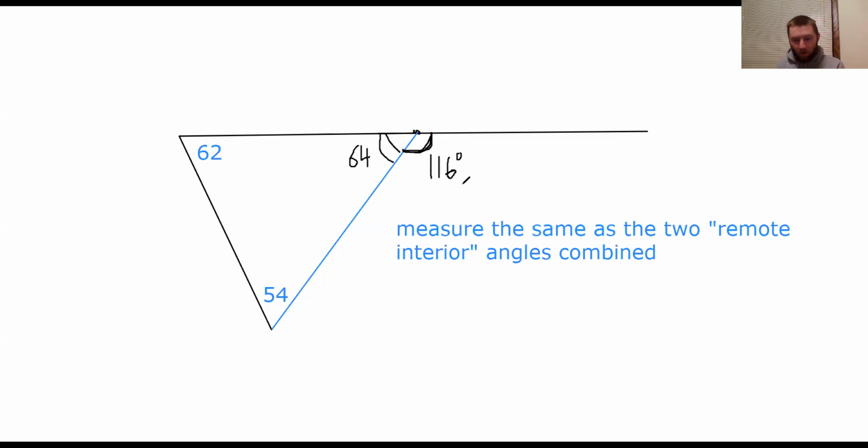That's going to be the second part of your homework, numbers 10, 11, 12, 13, 14, 15. Some of it is about exterior angles, some of it is about interior angles.